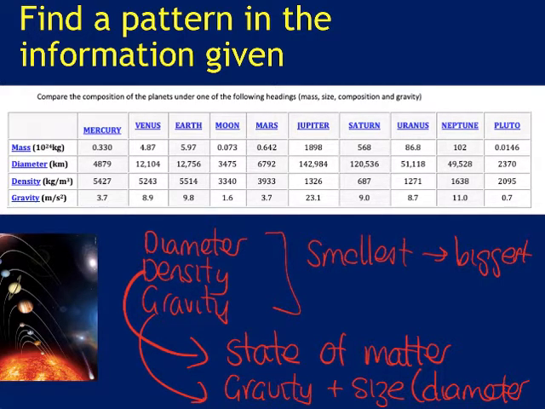I think that if the density is really low, the state of matter must be a gas. I think if the density is really high, the state of matter must be a solid, and see what you come up with. Similarly for gravity, I think that if the gravity is low, then the trend looks like the diameter is small or it's large, but you decide, can you figure that out?